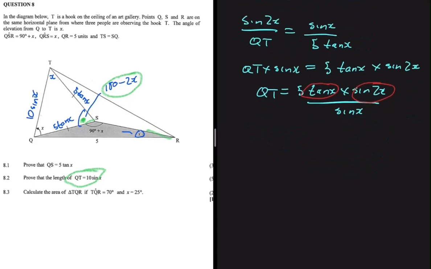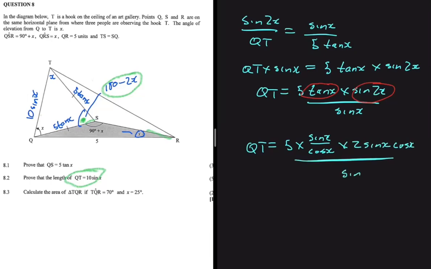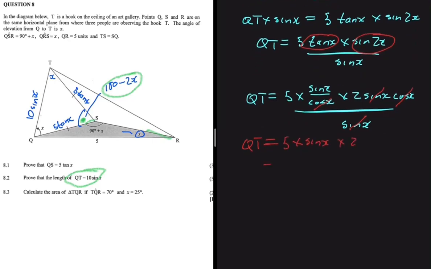So if we do that, we're going to have QT equals 5 instead of tan of X, we have sine of X divided by cos of X multiplied by 2 sine of X cos of X, and then we're dividing everything by sine of X. It's easy to see now that sine of X cancels with sine of X, and cos of X cancels with cos of X. So QT is now just left with 5 multiplied by sine of X multiplied by 2. And just like what we're looking for, QT equals 10 sine of X, right?